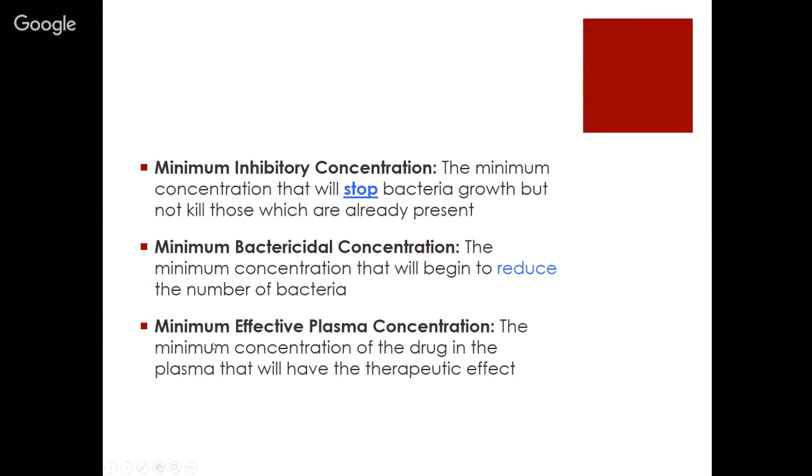And then the minimum effective plasma concentration. As I said, they're quite self-explanatory. This one is literally just the minimum concentration of the drug that you would need in the plasma to have the therapeutic effect.